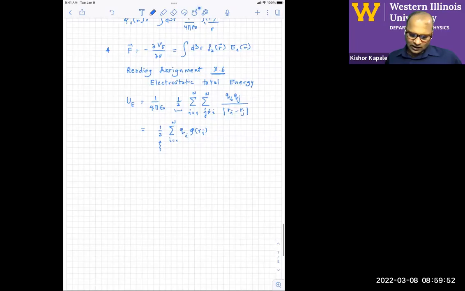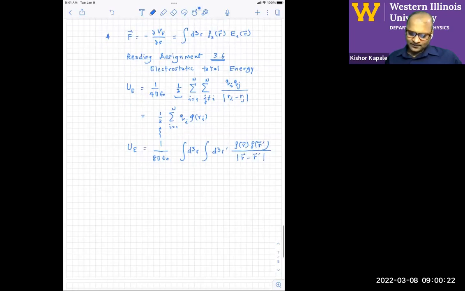And then of course, you can extend this to a continuous charge distribution scenario, where also you have this extra factor of half. So it's not 1 over 4 pi epsilon 0. It is 1 over 8 pi epsilon 0. And then you, of course, have the integral over the two charge distributions, one at R and the other one at R prime, over the distance |R − R'|.